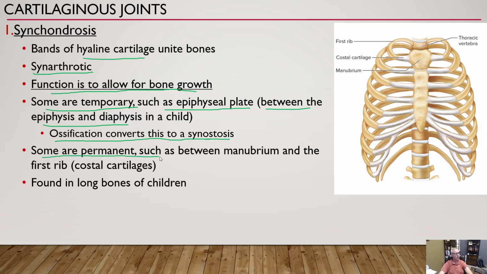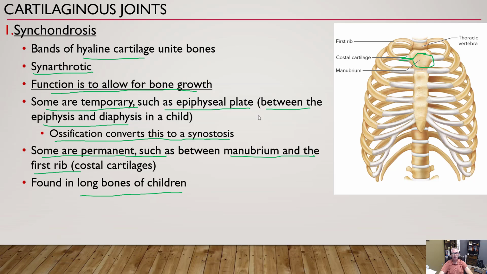And some are going to be permanent, such as between the manubrium and that first rib. So this is your manubrium, and this is that first rib. And we'll see this in long bones of children. And then eventually, we learned last chapter that cartilage will eventually get converted over into osseous tissue or bone tissue. So we see a lot of synchondrosis here between your ribs and your sternum.